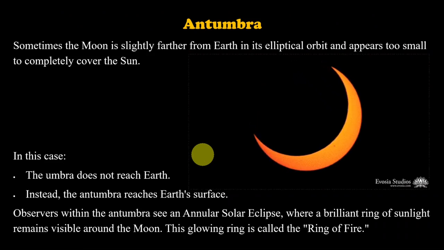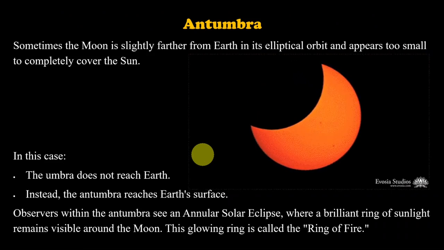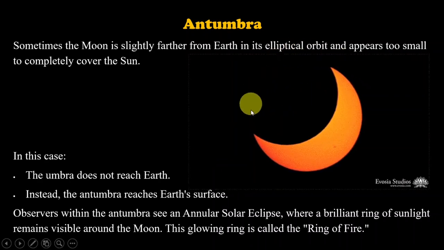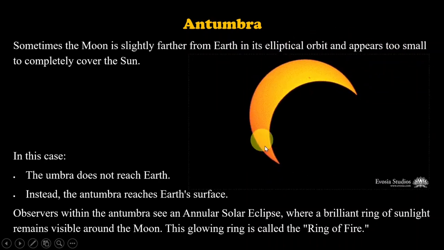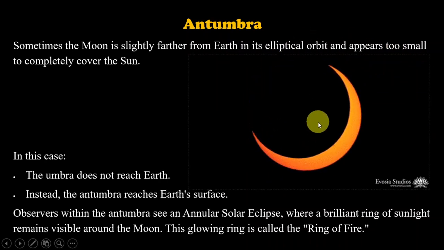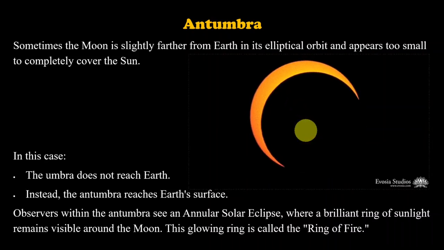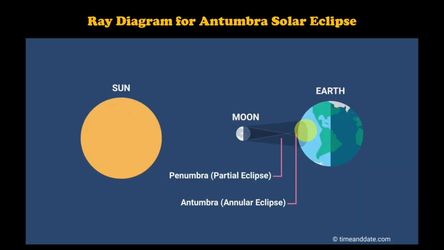Then we have the annular eclipse, which is very tricky. Look at this type. You see some kind of a ring of fire. This is not the way a total solar eclipse looks. It's almost like another kind. Let me show you from the ray diagram so that you can see what is going on. It is because during this time, the moon is at apogee. It is at its farthest point from Earth.